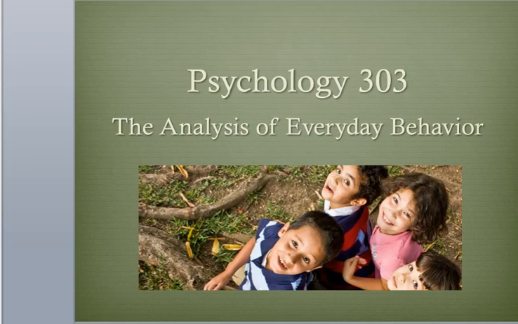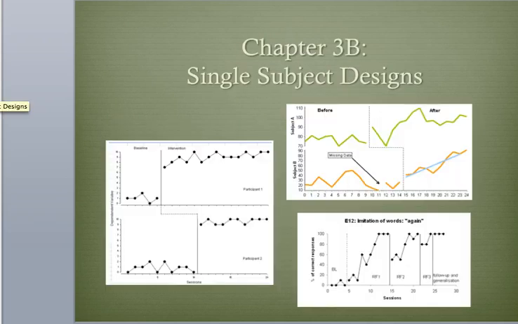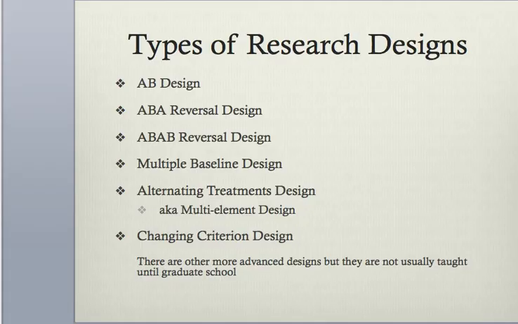I'm Dr. Williams, and this is our second lecture for Chapter 3, Single Subject Designs, talking about research designs that are used in applied behavior analysis for individual treatment. So I mentioned in my last lecture that we're going to talk about different types of research designs. Today I'm going to talk about variations on the ABA reversal design. And then next time we'll talk about multiple baselines, alternating treatments, and changing criterion designs.